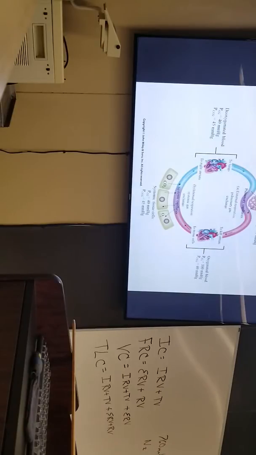Sorry, do you mind repeating Dalton's law? Each gas in a mixture of gases, which is what your atmosphere is, exerts its own pressure as if the other gases weren't present.